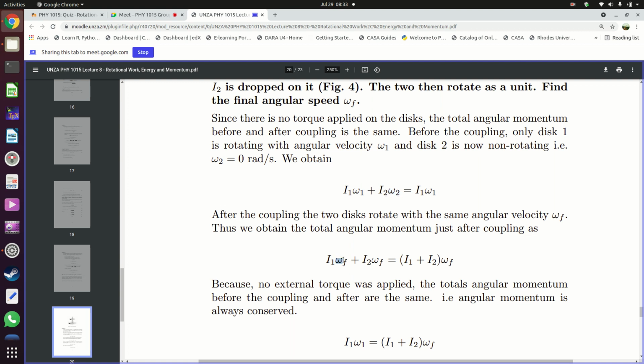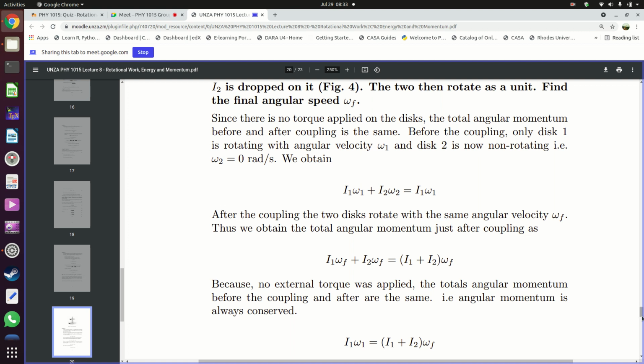That's just since the coupling happens, so they spin at the same velocity, so you end up having just omega f, which is the velocity with which the first disk is rotating, the same as the velocity with which the second disk is rotating. So we end up with this expression here: I1 plus I2 in brackets multiplied by omega f, which is your final angular velocity.